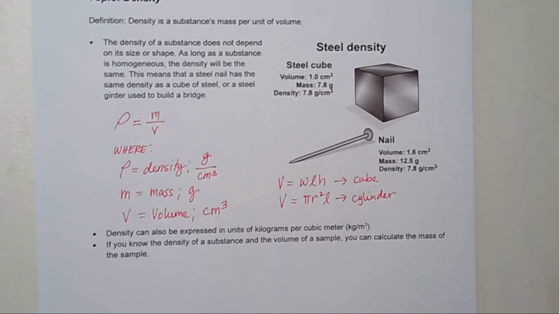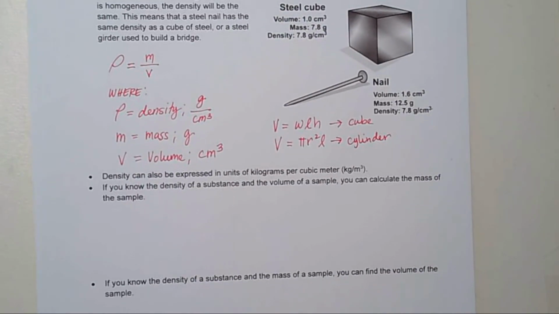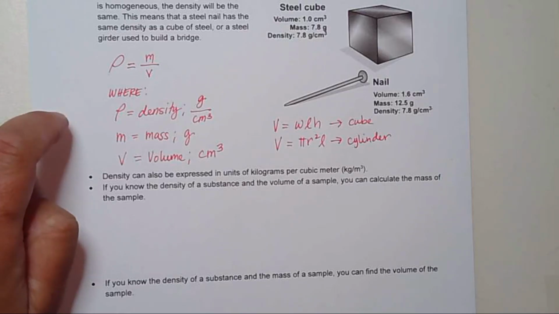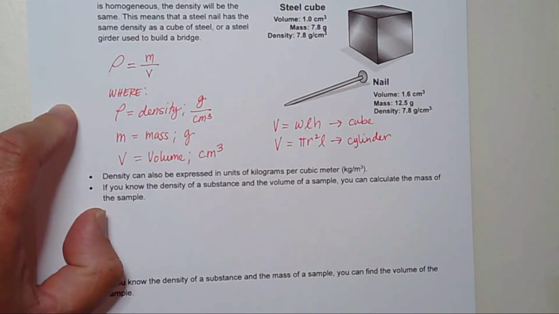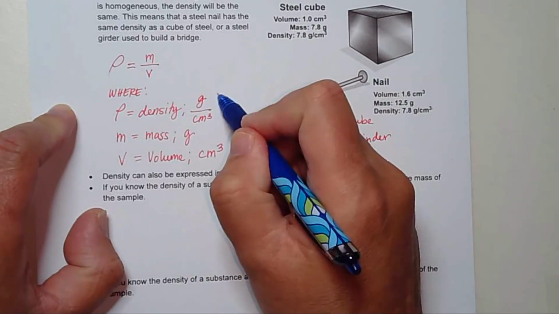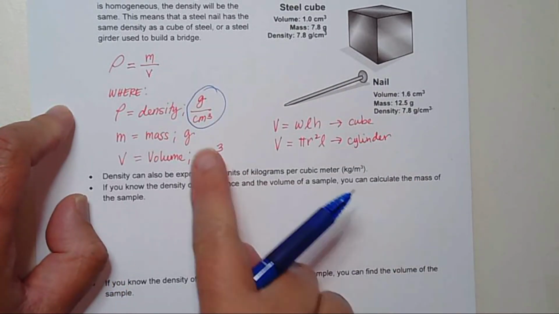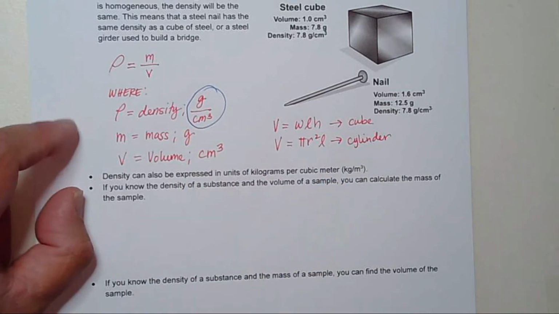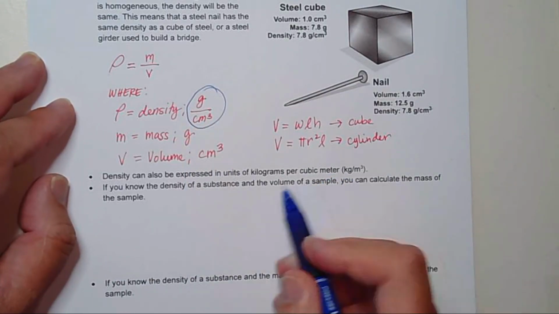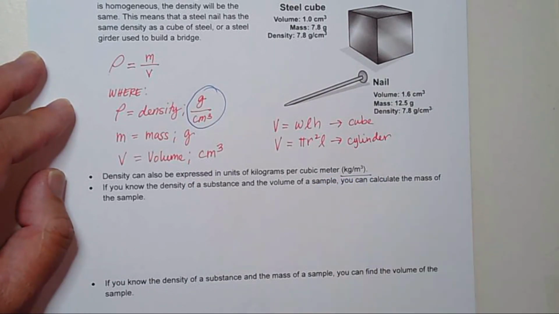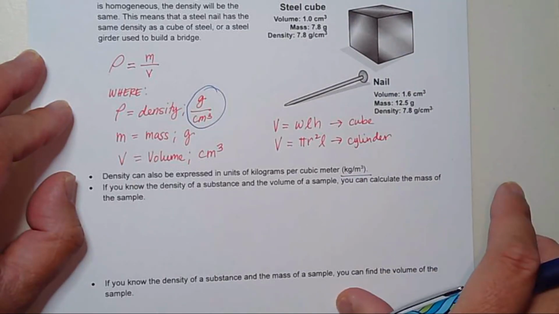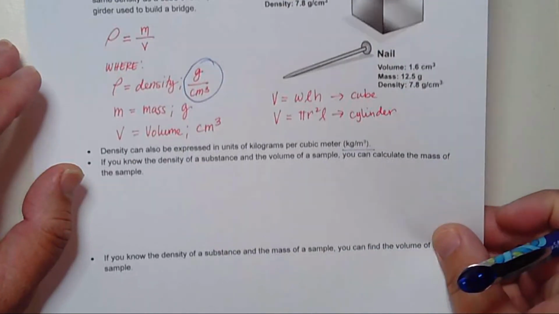Though calculation of density is usually in terms of grams per cubic centimeter, which is indicated right here. Let me use a different color pen. Grams per cubic centimeter can also be converted into kilograms per cubic centimeter. Okay, so this can be converted. Just follow the same conversion rule or technique that was used in the previous lesson.